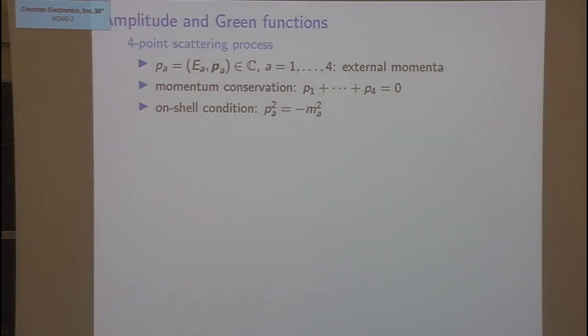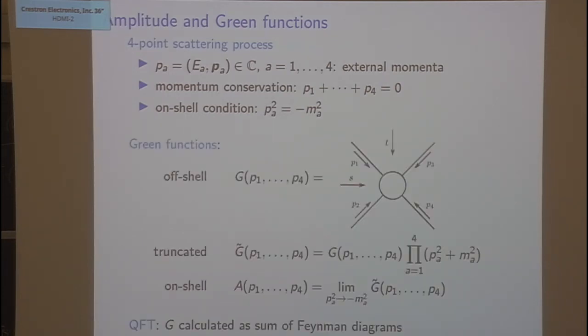First I will introduce some general notation to make precise what I mean by crossing symmetry and analyticity. Let's consider a 4-point scattering process. Later for the analyticity I will generalize to n points, but to be more concrete, let's do 4 points. We have four external momenta p_a, which are in general taken to be complex. We have momentum conservation. And in some cases, when we want to make contact with physical amplitudes, we need to go on shell. Then there is a series of objects you can define.